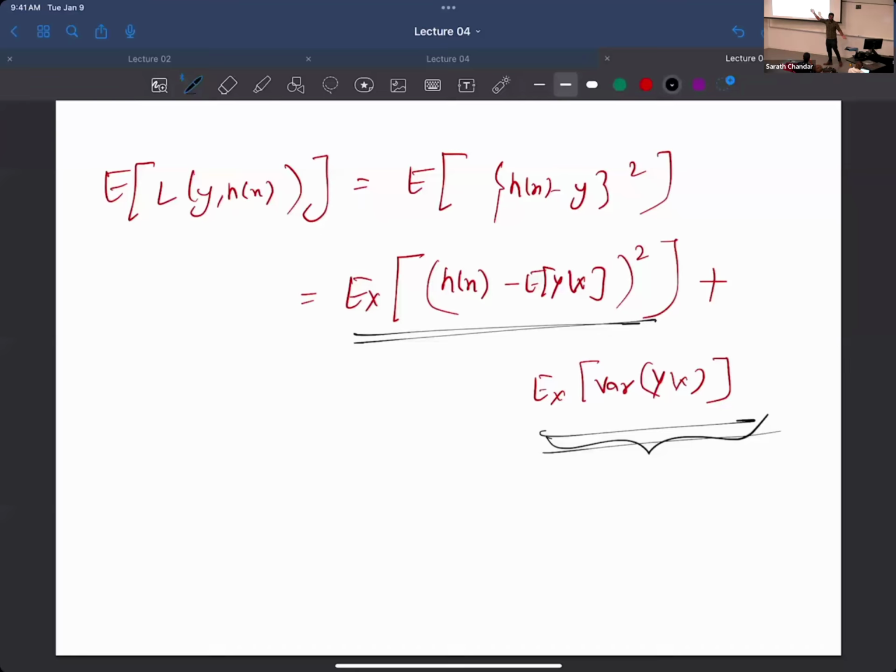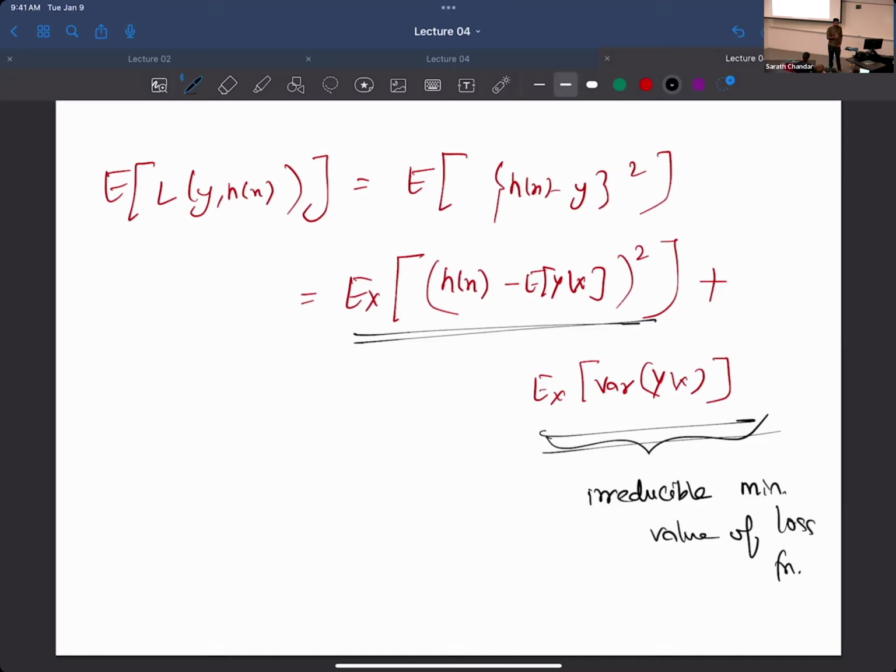I have a problem where there's a joint distribution over x comma y, and there is some uncertainty that comes with the probability of y given x. We're going to call this part the irreducible minimum value of the loss function. The second part explains why we can never have zero error in any prediction problem. This is very natural.